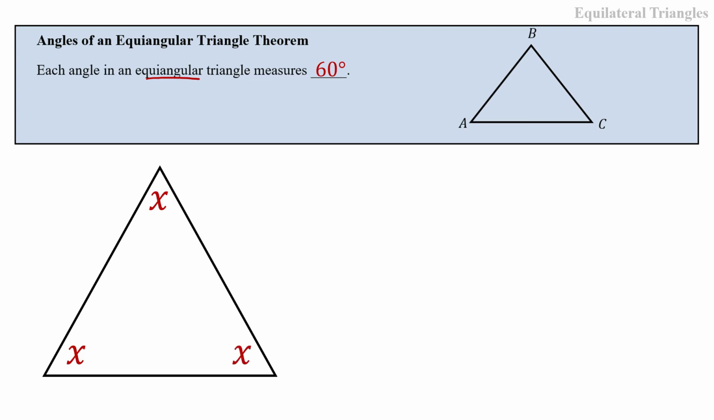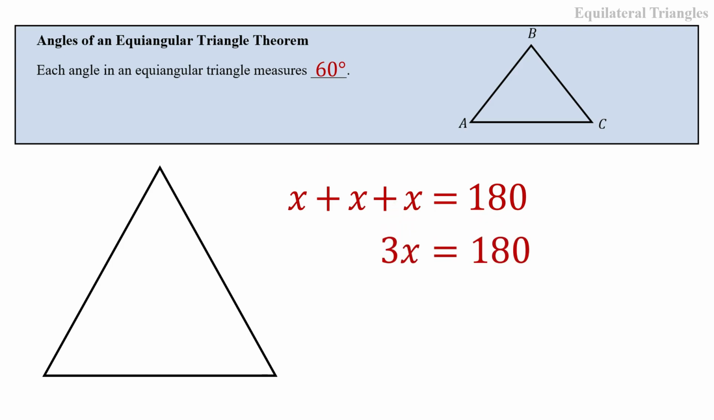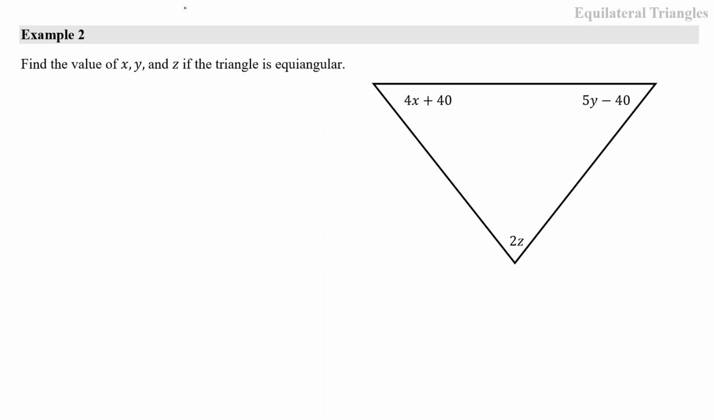And what do we know about the angles of a triangle? They all add up to 180. So if I combine like terms, x plus x plus x gives us 3x. Then if I divide this by 3, this will cancel, and dividing that by 3, I get that x equals 60. So all three angles of an equiangular triangle, or also an equilateral triangle, are always going to be 60. For the second example here, it says find the value of x, y, and z.